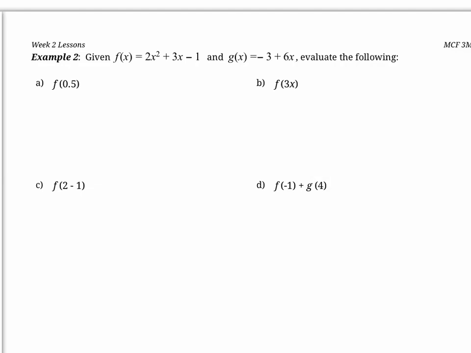Let's try another example. So here we're given two different functions. This function is named f, here it is, and this function is named g. You can call a function whatever you like. You can call it water bottle. It doesn't matter. In this case, we like to use single letters, and f is the most typical one, but it's not the only one. So it wants us to find the following. First, can we find f at 0.5? So what does this mean?